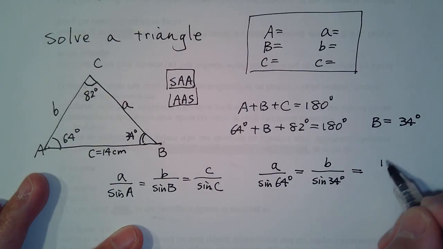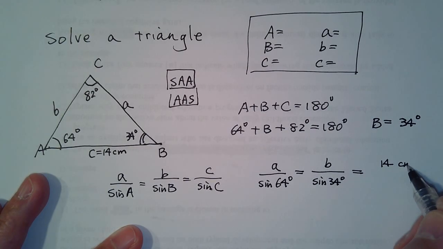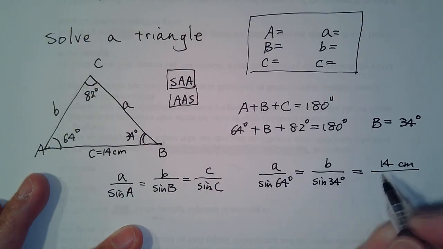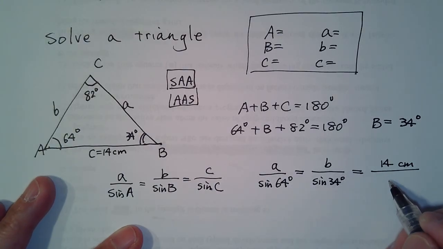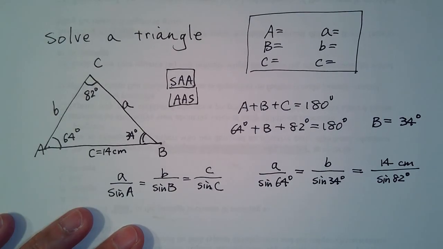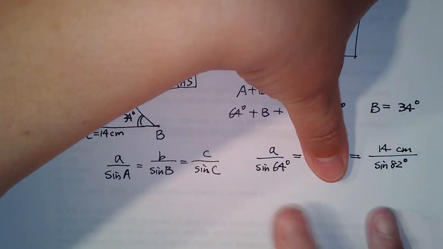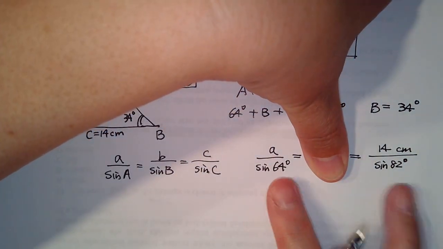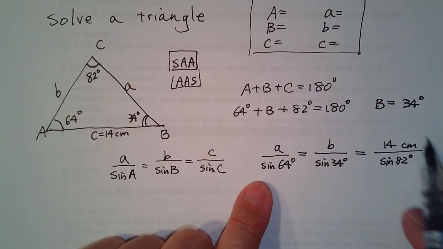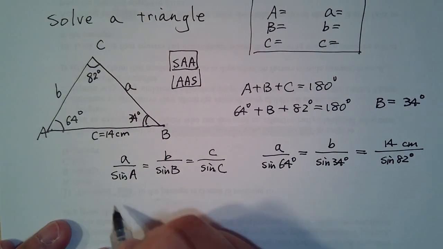C equals 14 centimeter. So all the answers you get later are going to be in centimeter. And this is sine 82 degree. All right, now once you have this equation, you can just cover this, use this tool, and you can find A, right? Because A will be just this side multiplied by sine 64.